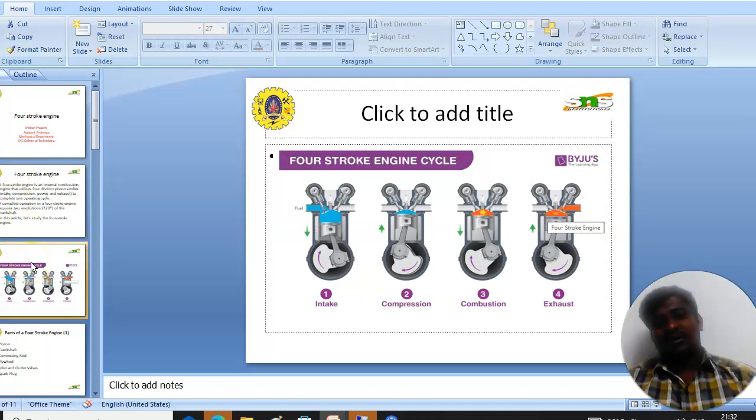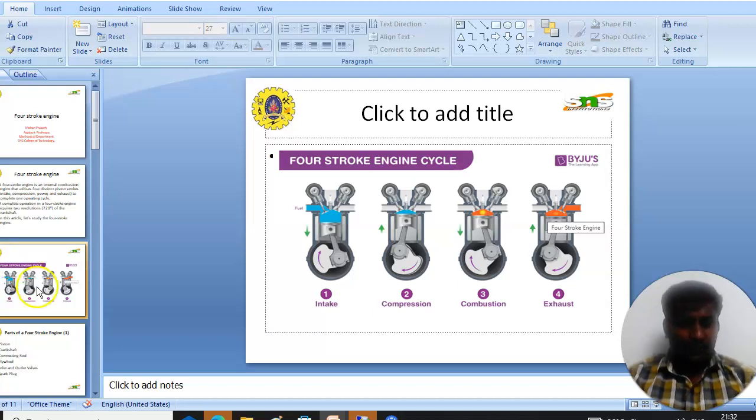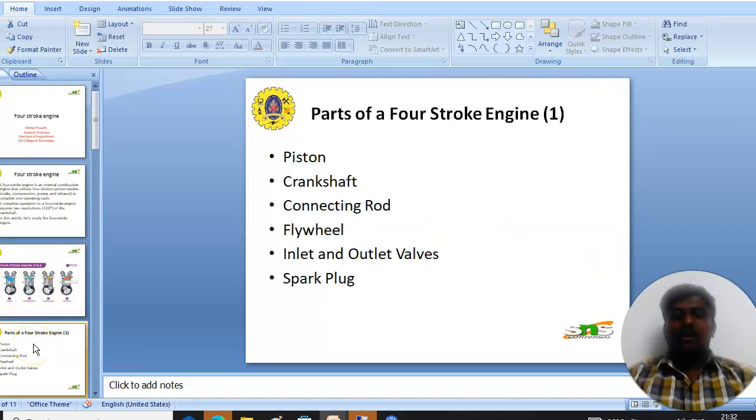This is the schematic representation of the four-stroke engine. The first one is intake, the second one is compression, the third one is power, and finally exhaust. For one cycle, it will take four strokes. The parts of the four-stroke engine are the piston, crankshaft, connecting rod, flywheel, inlet and outlet valves, and spark plug.